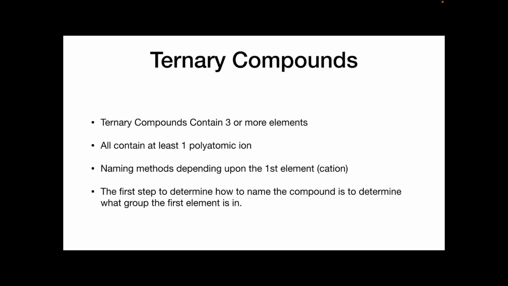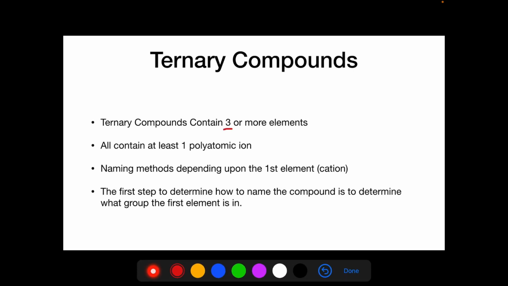Writing formulas and naming ternary compounds. Ternary compounds are compounds that contain three or more elements. All ternary compounds will contain at least one polyatomic ion. Our naming methods will be determined by the first element or the cation.